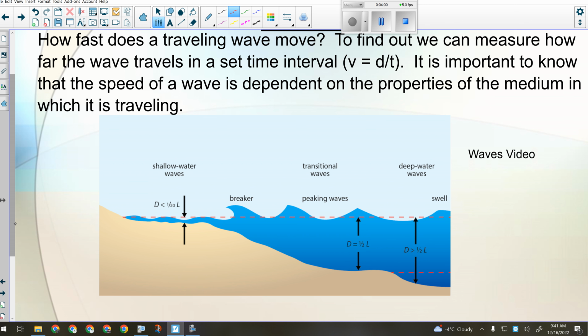And then once we get to about 1/20th of the wavelength as the depth, they just peter out, and we see that back and forth movement of the water near the shore, which is kind of like simple harmonic motion, right? We just see it oscillating back and forth.